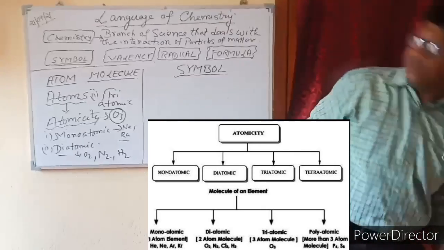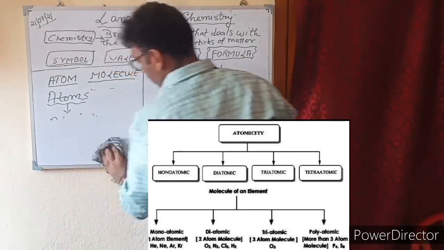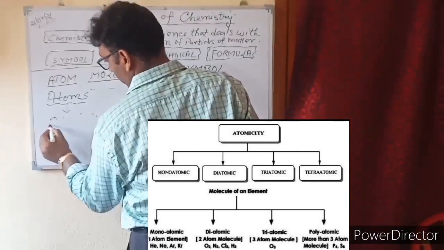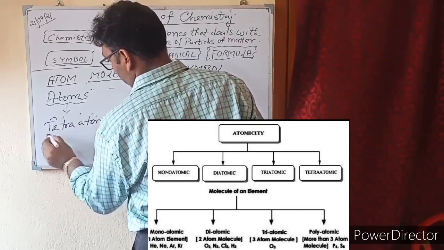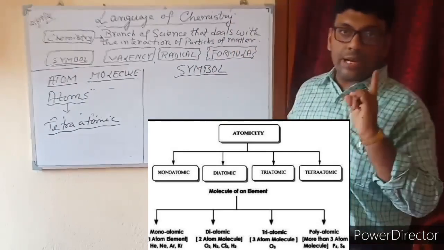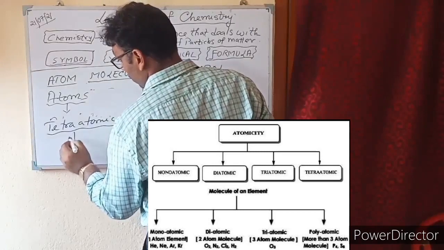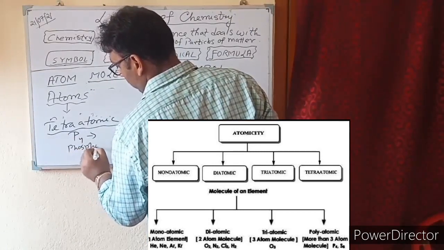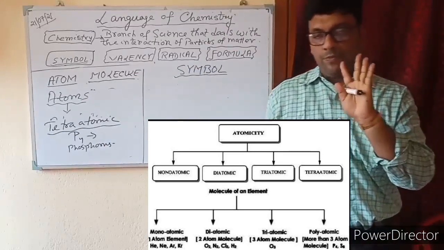After that, tetraatomic. Tetraatomic means the molecule is made up of four atoms. Example, phosphorus, P4. It is made up of four atoms of phosphorus.